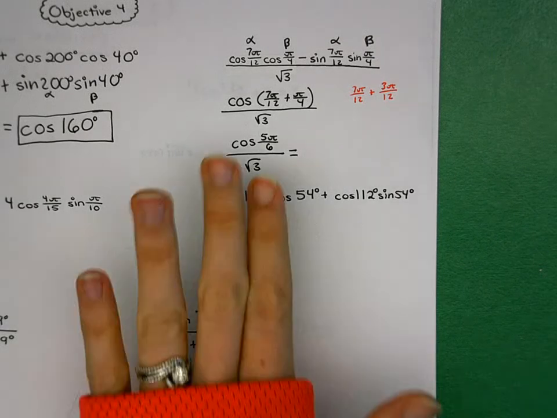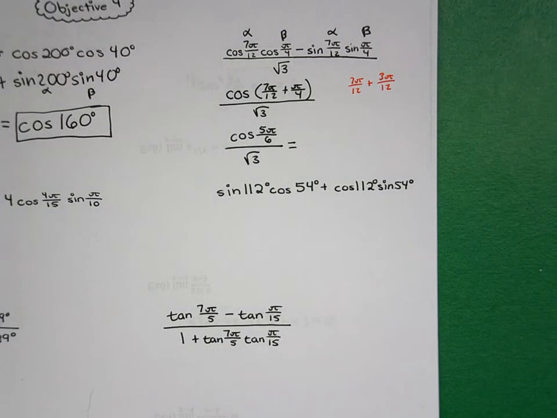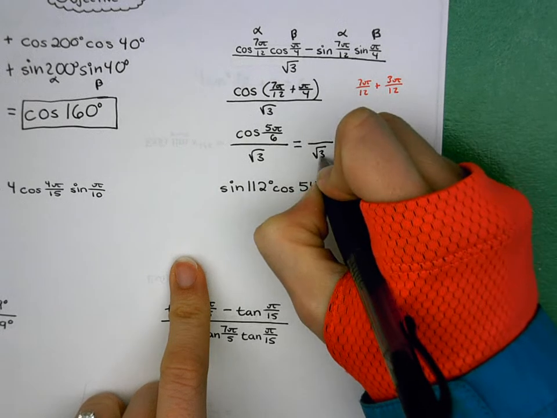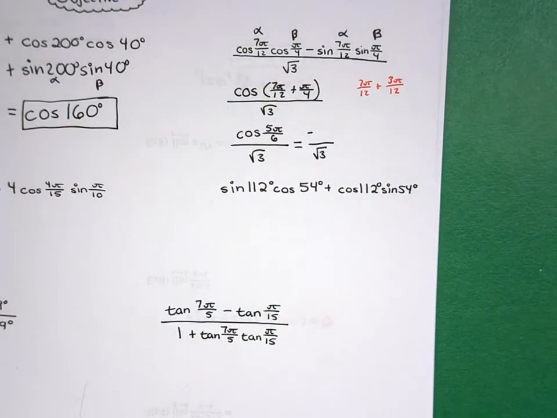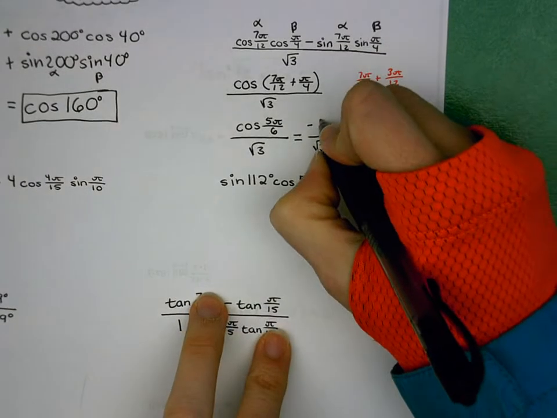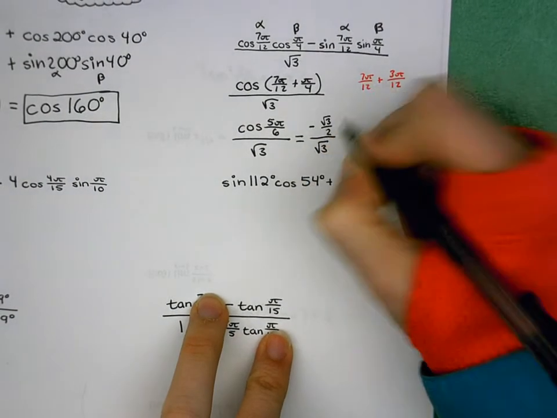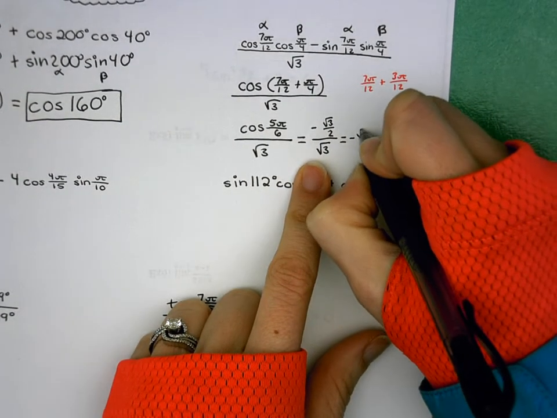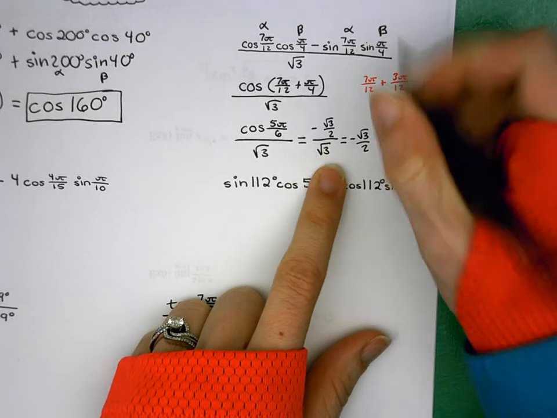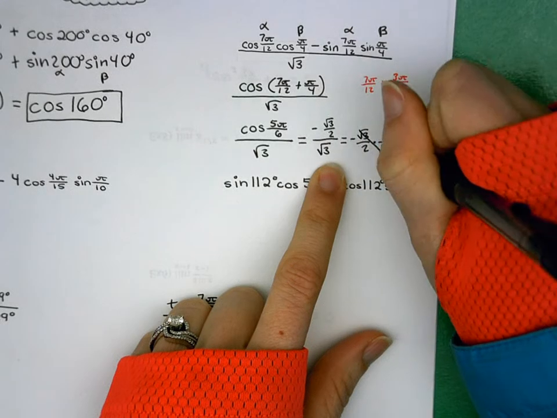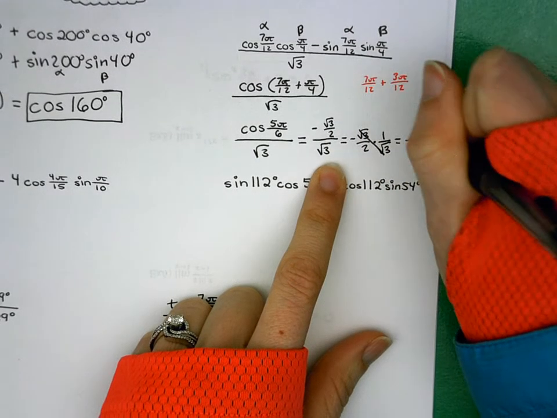Cosine of 5 pi over 6 is the pi over 6 angle in the second quadrant. Since we're in the second quadrant, cosine would be negative. And then what's the cosine of pi over 6, or in this case 5 pi over 6? The cosine is root 3 over 2. Then negative root 3 over 2 divided by root 3 is the same thing as multiplying by its reciprocal, 1 over root 3, which gives me negative 1/2.